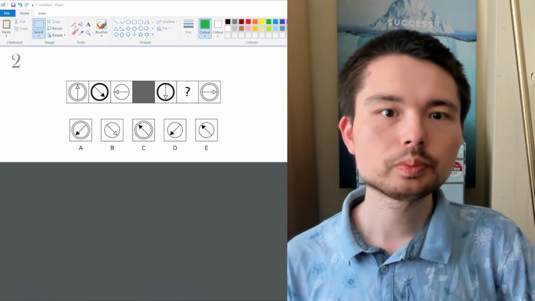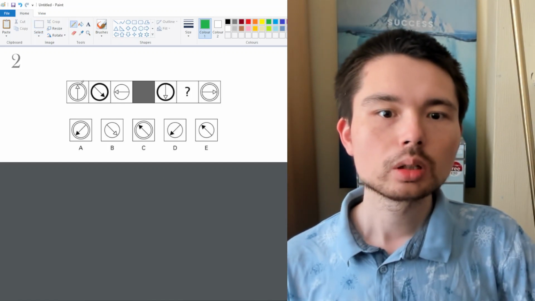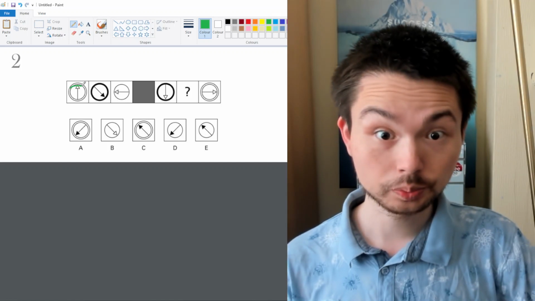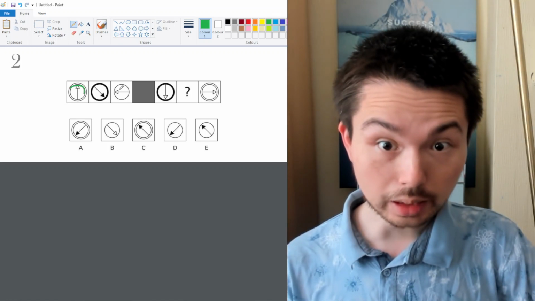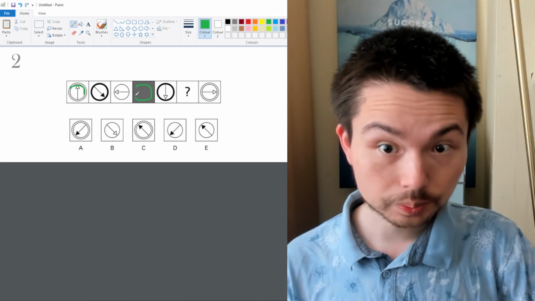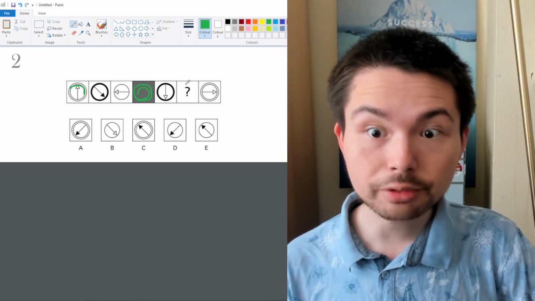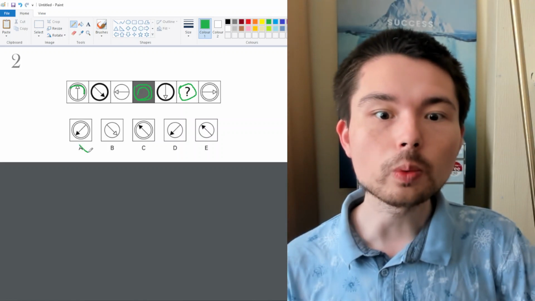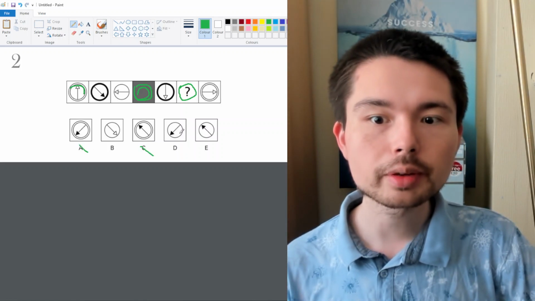Question 2. Look at the border. White with a lined circular border, then black, then thin. White, black, thin. It's just got to be a thin border. No, no. Thin.